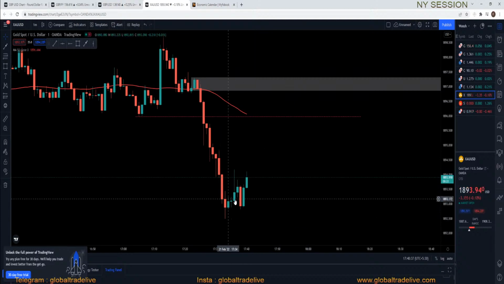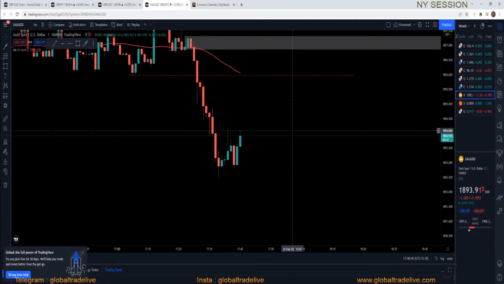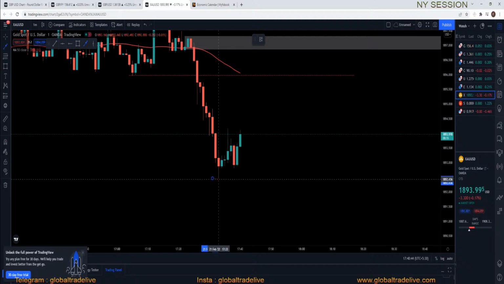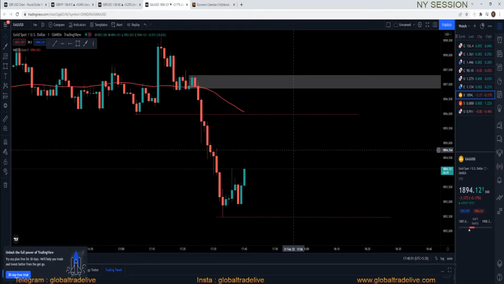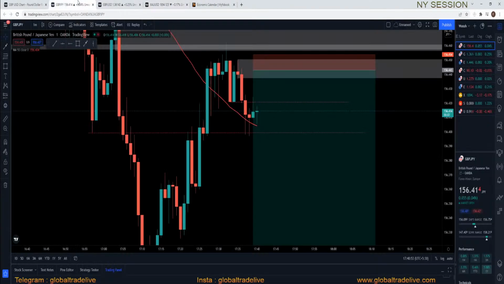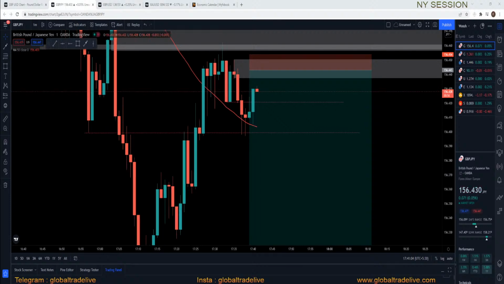Look here, gold has also started to move up from here, so this becomes its new low. Oh, look here, GBP moving up. GBP is moving up. It's about to tap that area.